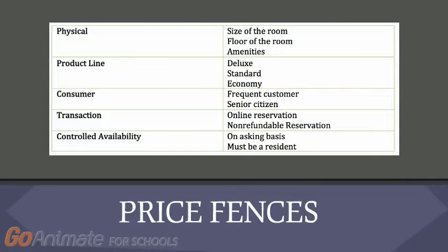Lastly, let's cover price fences. Your textbook defines price fences as rules and regulations constructed to prohibit customers from leaping from one segment to another in an attempt to receive a lower rate. By placing restrictions on these offers, travel suppliers create a barrier or fence around these uniquely flexible travelers. There are a variety of rate fences that exist. These include physical, product line, consumer, transaction, and controlled availability price fences. These are also tools that revenue managers use to increase revenue. Each price fence sets the condition consumers must meet to qualify for that rate.